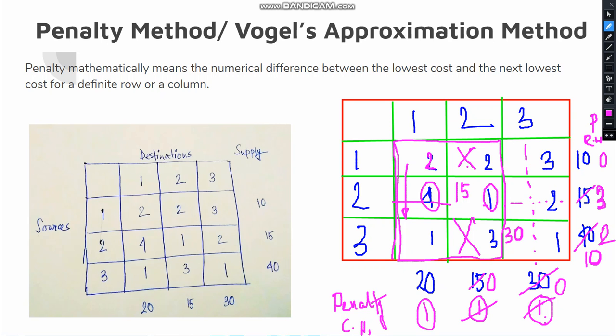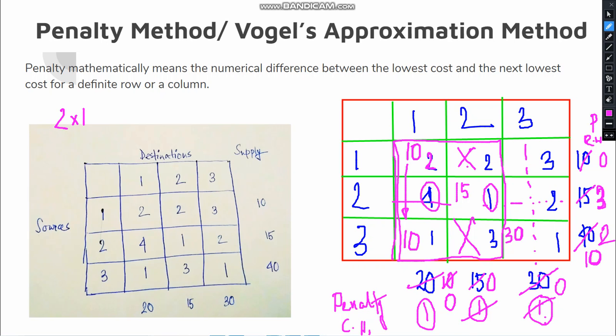Now there are only two cells left. So in this case you cannot calculate penalty. What you will do, you have 10 supply here, so just allocate 10 here. The demand reduces to 10. Here you have supply of 10, so you just allocate 10 here, and the demand reduces to 0. So now we have completed the allocation.